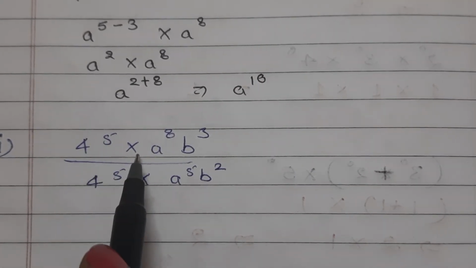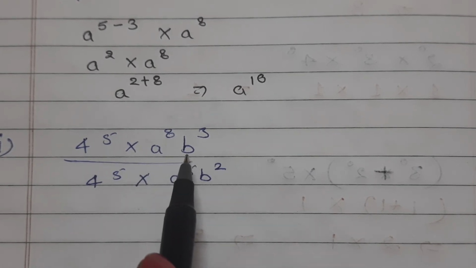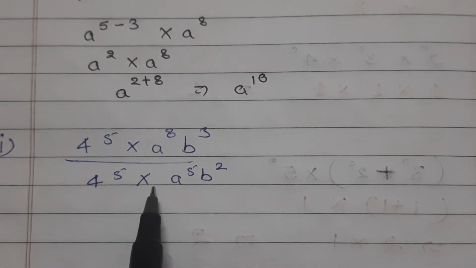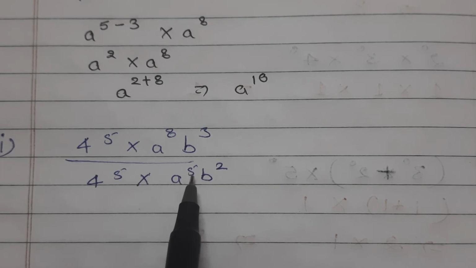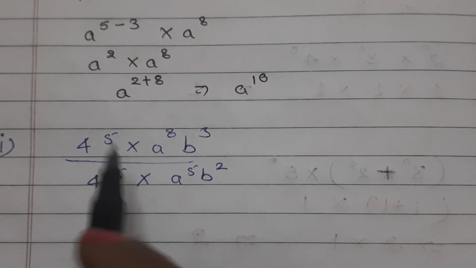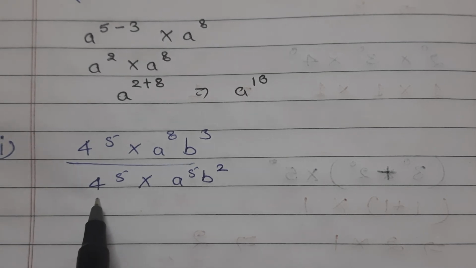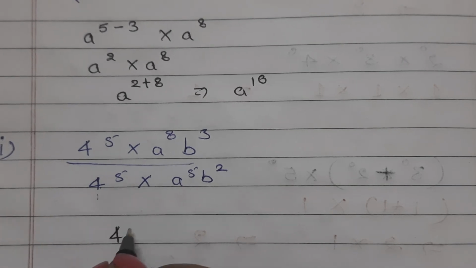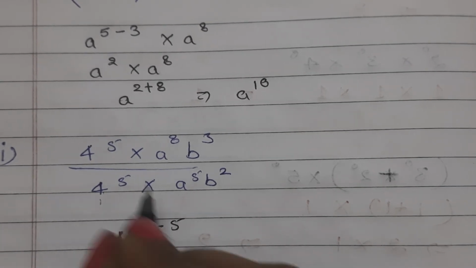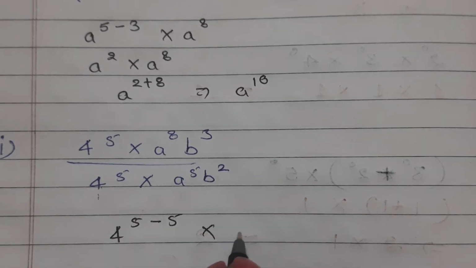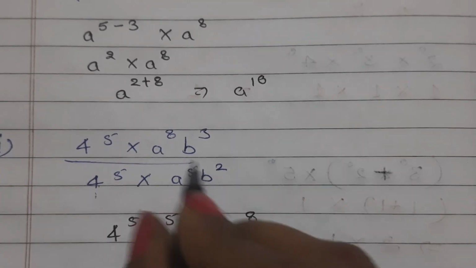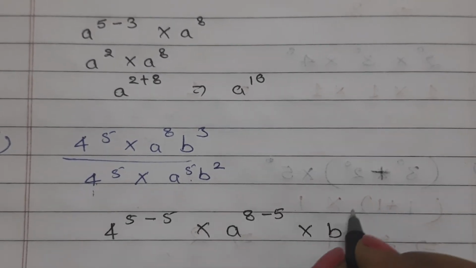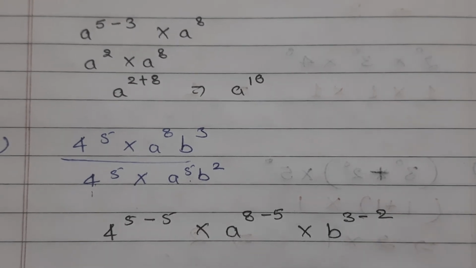4 to the power 5 into a to the power 8 into b to the power 3, divided by 4 to the power 5 into a to the power 5 into b to the power 2. So children, we need not convert this to the base 2, as both ways it is 4. So what we will do: 4 to the power 5 minus 5, as this is for division, into a to the power 8 minus 5 into b to the power 3 minus 2.